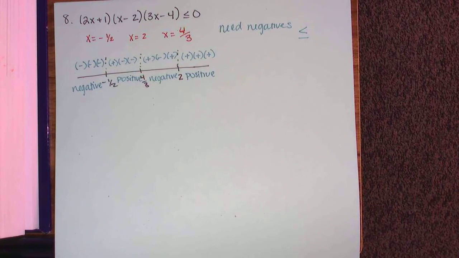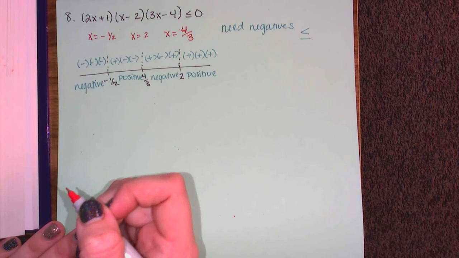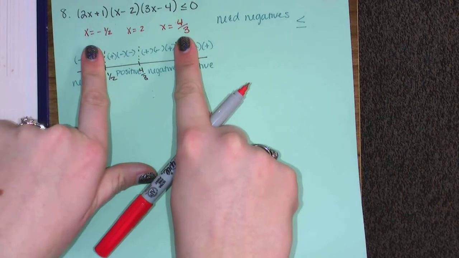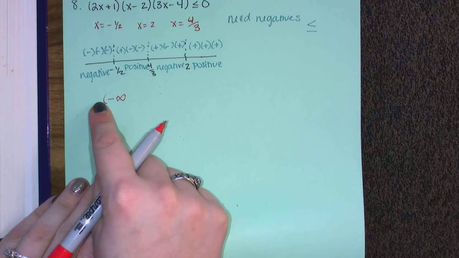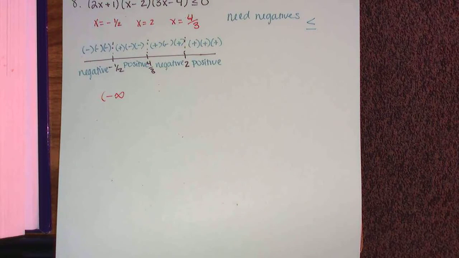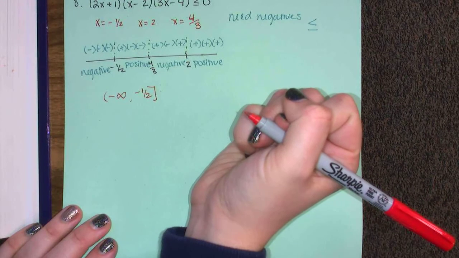And because it is less than or equal to, rather than having to use parentheses, I'll use brackets because I can include those, because it's okay for it to be equal to 0. Okay? So, how do I write that then? Well, that would mean I have everything here. And make sure with the infinities it is still a parentheses, because infinity is not a specific number. And then the negative 1/2 will have the bracket on it. And then what?